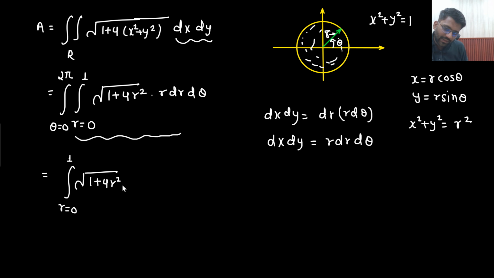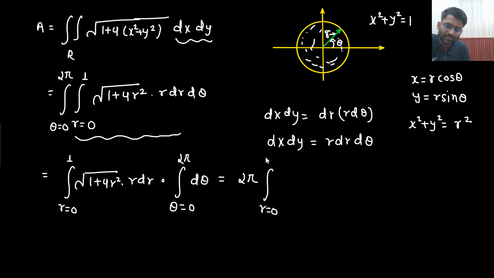1 plus 4r square dot r dr, multiplied with, this will give you one constant answer. So here some constant value will come. Then that constant value can be taken outside, theta going from 0 to 2 pi, dθ. Now you know that the answer of this one will be 2 pi only, because dθ will give you theta, and putting the limit, 2 pi minus 0 will be 2 pi. So 2 pi into r going from 0 to 1, under root 1 plus 4r square, r dr.